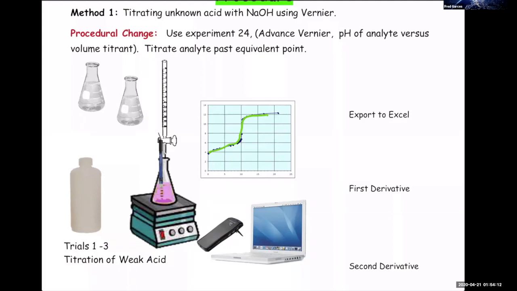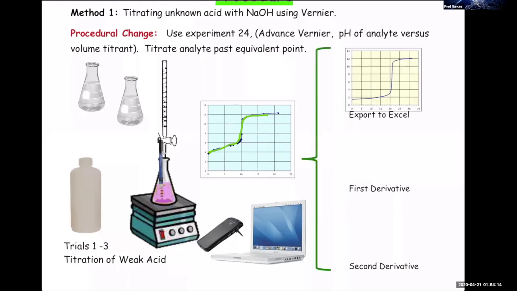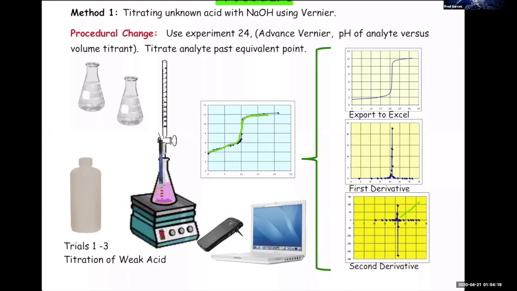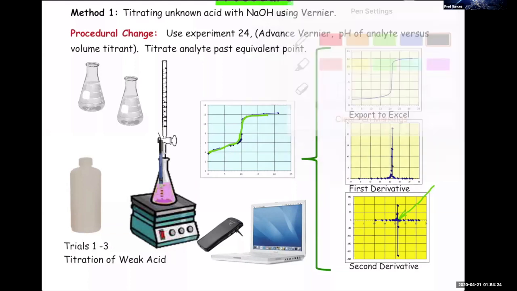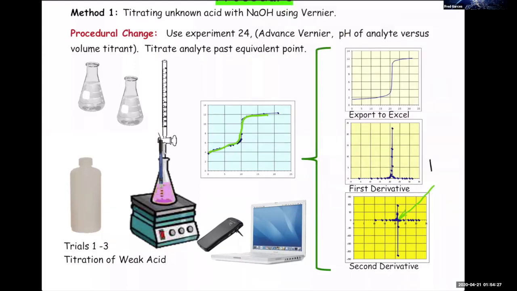Once you have the data, you can export that to Excel, and then you can do a first derivative and second derivative. That's important because then you can determine the equivalent volume, which is critical if you want to determine the molar mass. Remember, the molar mass is determined based on the moles of the hydroxide. The moles of the hydroxide is equal to the volume that you've added, that's the equivalent volume, times the concentration of the hydroxide.